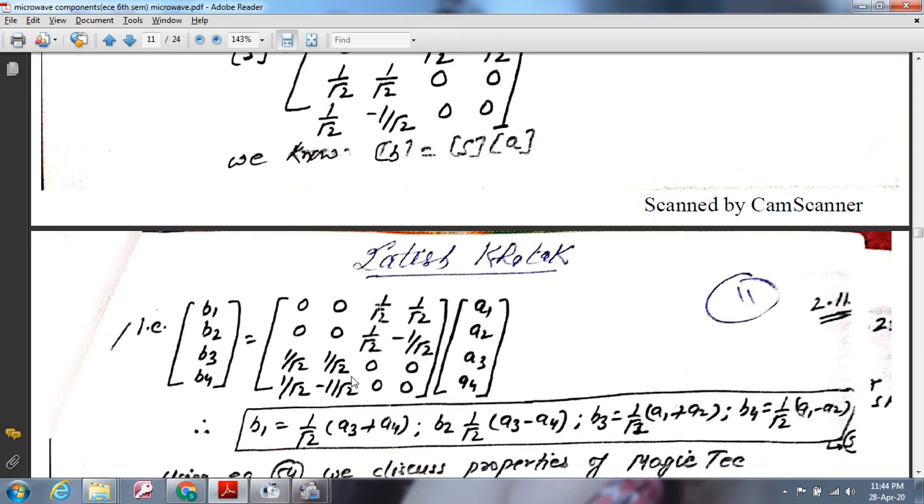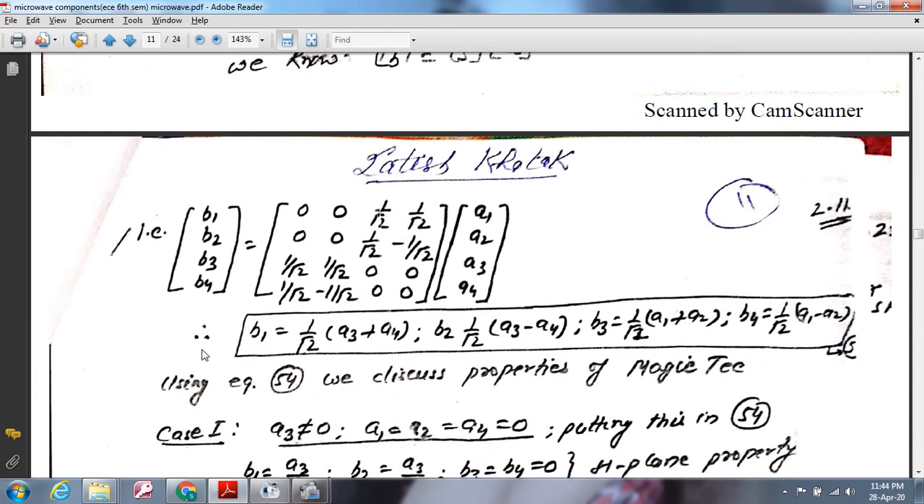This is the S matrix for the magic T, and these are the corresponding inputs for a magic T. Corresponding to 4 ports, we are having 4 different inputs. So by solving this, we will get b1. From here, b1 equals half of 1 by root 2 into a3 plus 1 by root 2 into a4. This will be b1 equals 1 by root 2 into (a3 plus a4).